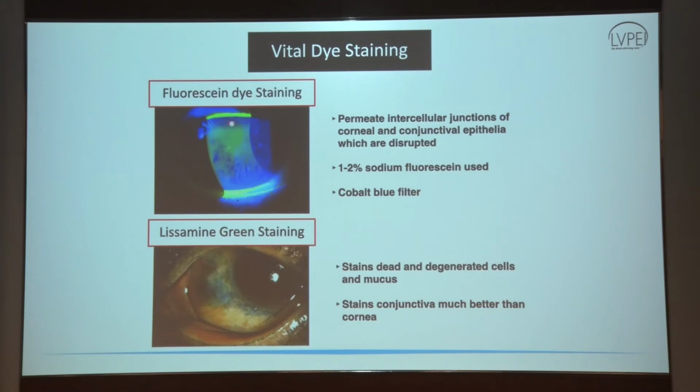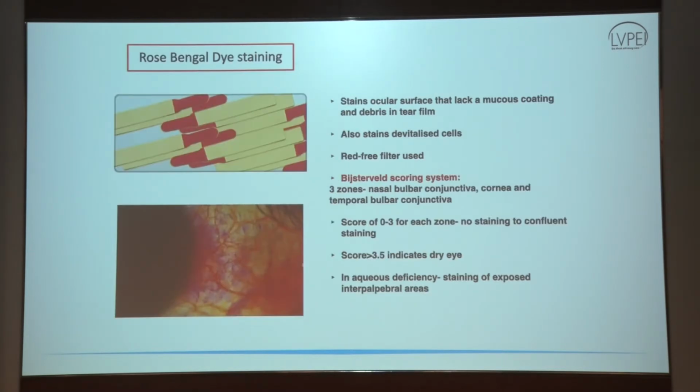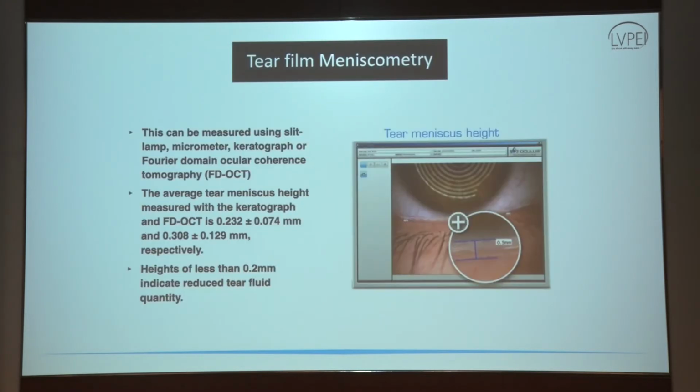Then lissamine green staining is more for conjunctival staining. It stains the dead and degenerated cells and stains conjunctiva better. When it comes to rose bengal dye, that stains the ocular surface which is devoid of any mucus or where there are devitalized cells. So that is where rose bengal dye staining is used.